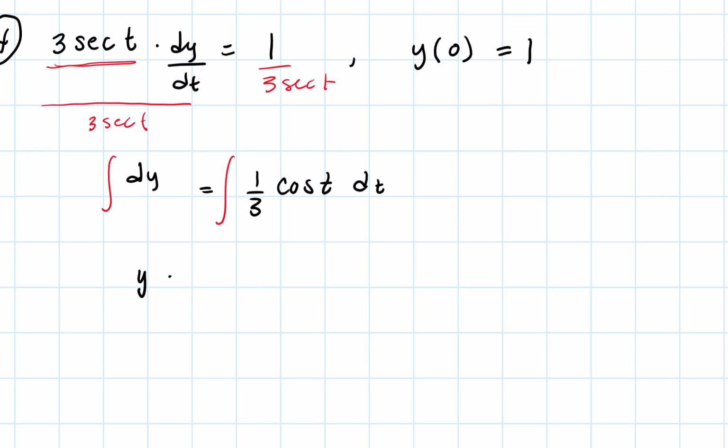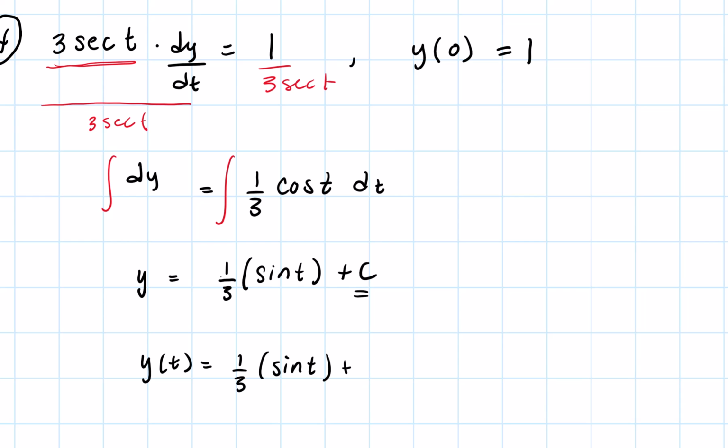So y is equal to 1/3 times the sine of t plus, now there will be an integration constant on both sides, but we'll group them together as the integration constant on this side. Now this is actually our general solution, and it is an explicit formula because this is y of t. We've written it explicitly, y is a function of t: 1/3 sine of t plus c.